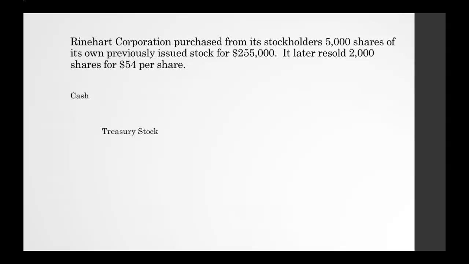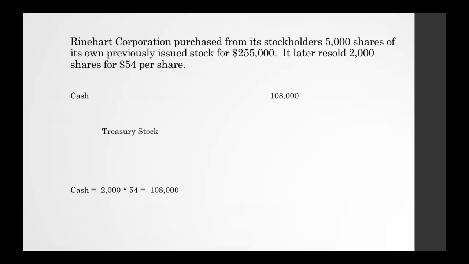So, how are we going to work through this? Well, your cash is your number of shares that you sold times the amount that you sold them for, right? 2,000 shares, $54 per share. We multiply those out, and we see that we need to debit our cash for $108,000.